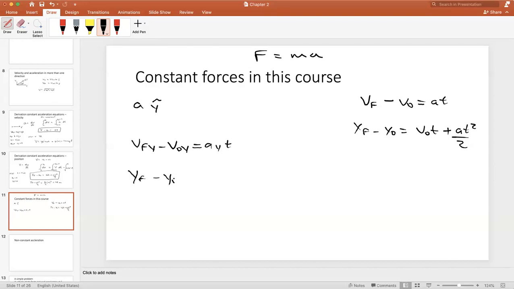Y final minus y initial is v naught y t plus a y t squared over 2, et cetera, et cetera, et cetera. You could have z. They apply in each direction. So you'd have a set of equations for the x, a set of equations for the y, and a set of equations for z. On and on and on.